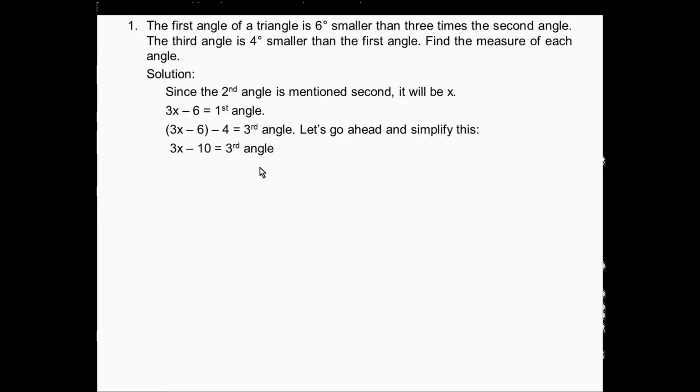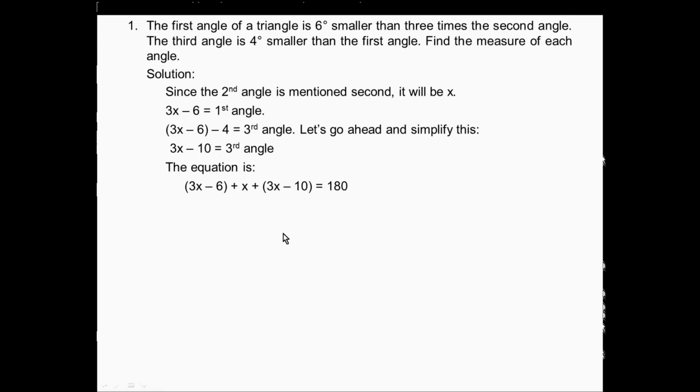Remember, the second angle is x. So let's write down the equation. Remember, the sum of the three angles is 180. So 3x minus 6 plus x plus 3x minus 10 is equal to 180. So first, second, third. The parentheses aren't really necessary. They just separate the three angles. Remember, it always adds up to be 180.